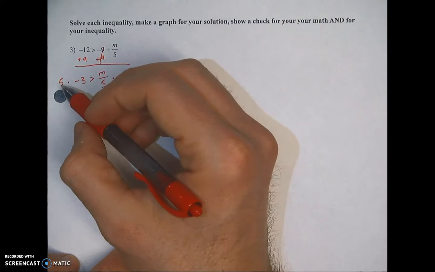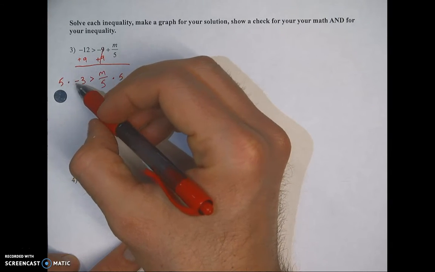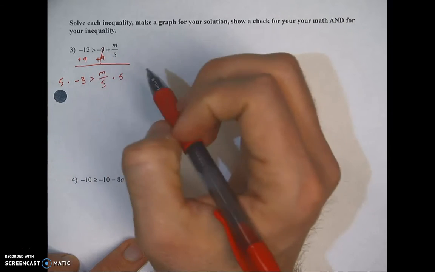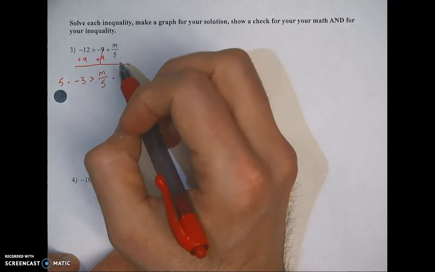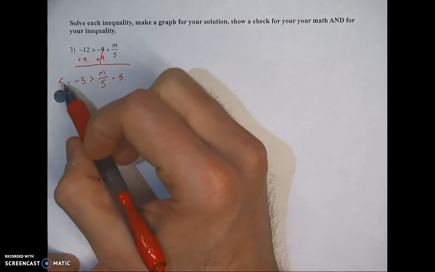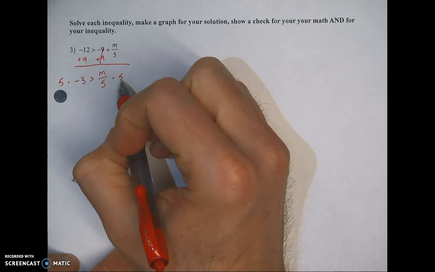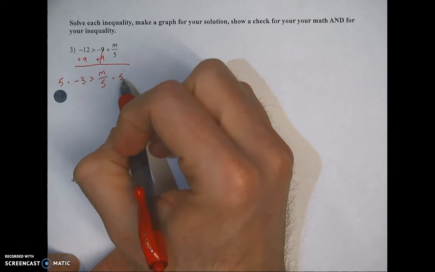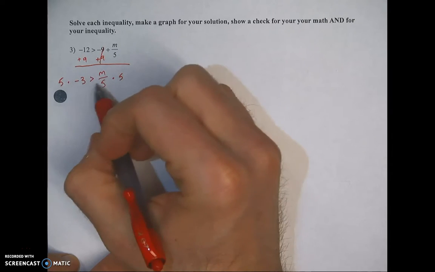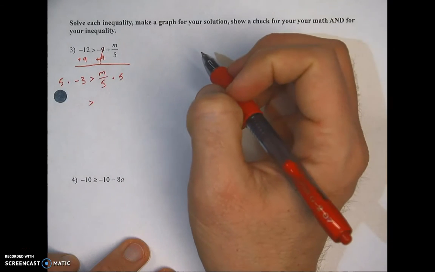Now, I'm multiplying 5 times -3, and a lot of students think, well, I'm multiplying by a negative, so I need to flip this. But that would be incorrect. I'm not going to flip this inequality because the number that I'm multiplying both sides by is 5, and that's positive. So the only number that matters is the number that you're actually multiplying on both sides. So the 5 in this case. Since it's positive, I'm not going to flip this inequality. It's going to stay exactly the same direction.